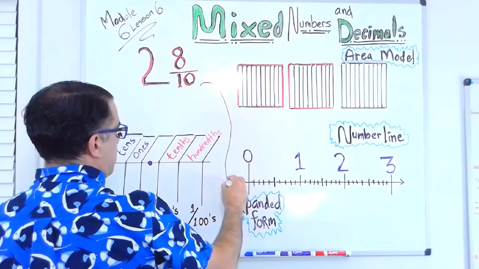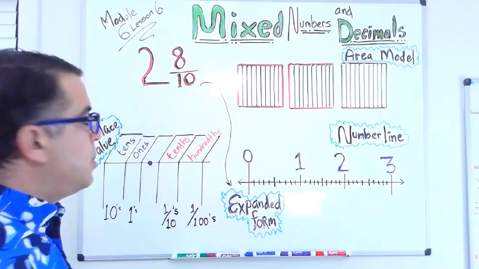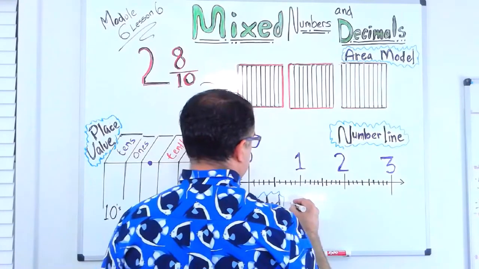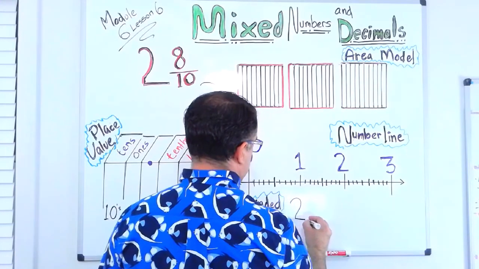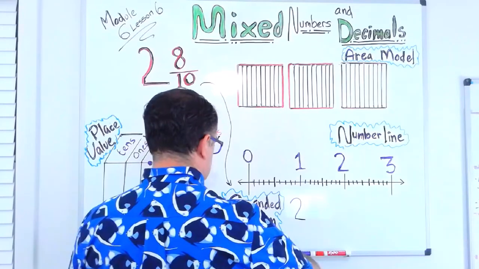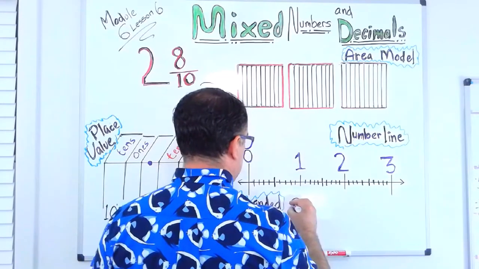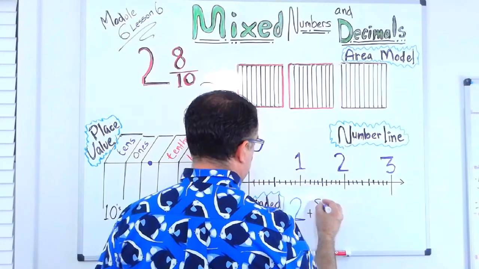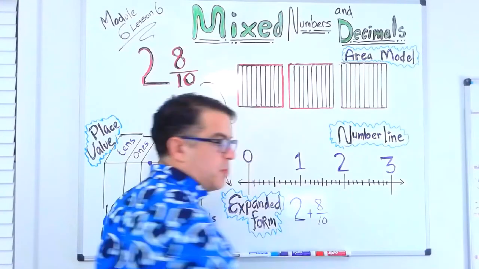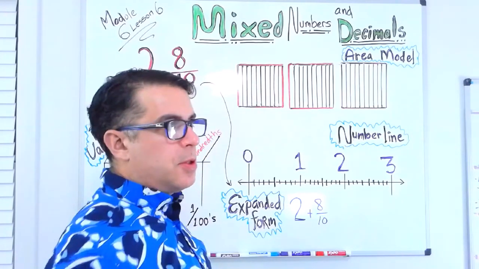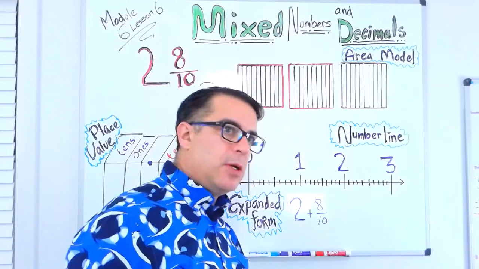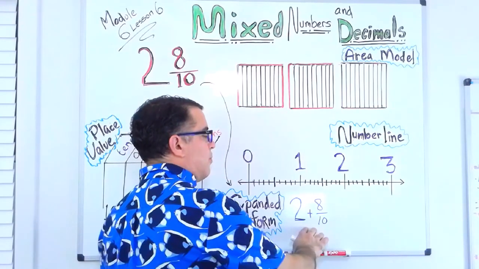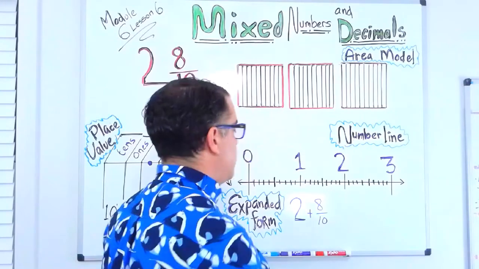I'm going to draw an arrow down to it. So when we say 2 8/10, what we're really saying is 2 whole numbers, and I'm going to use a different color for that, 2 whole numbers plus 8/10. Remember when we did expanded form with large numbers? So like 356 would be 300 plus 50 plus 6. Now we can start adding on fractions and decimals in an expanded form.